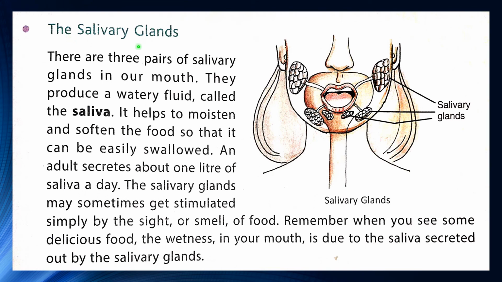The salivary glands. Students, you can see here in this picture, there are three pairs of salivary glands in our mouth. They produce a watery fluid called saliva. It helps to moisten and soften the food so that it can be easily swallowed. An adult secretes about 1 liter of saliva a day.